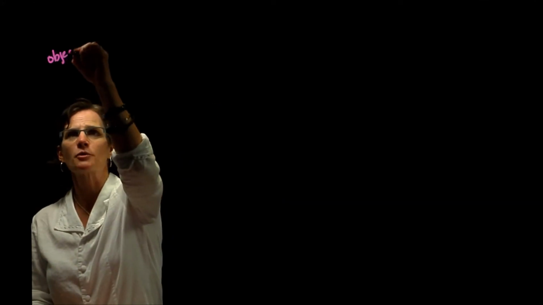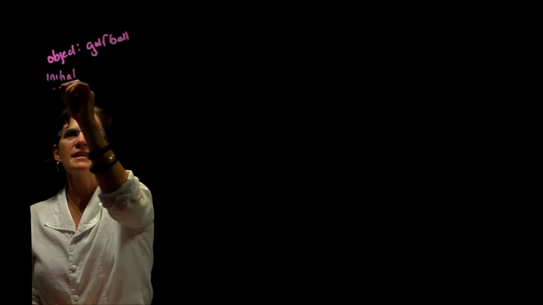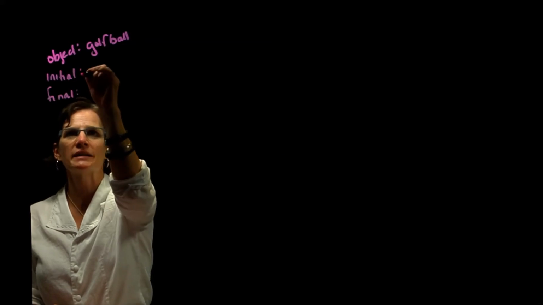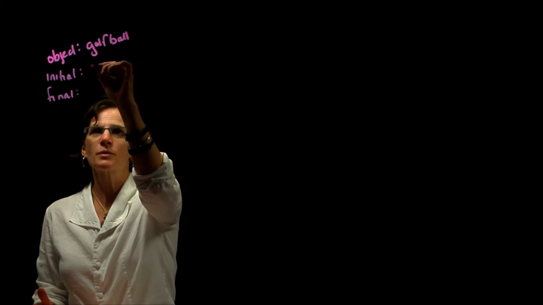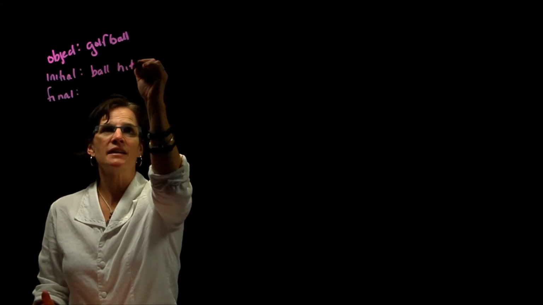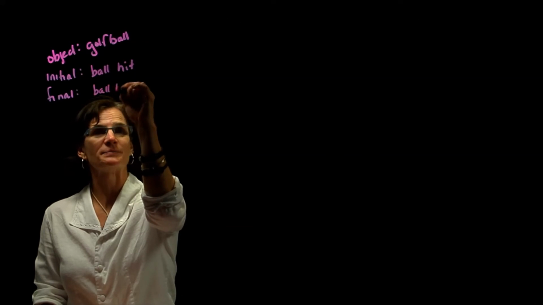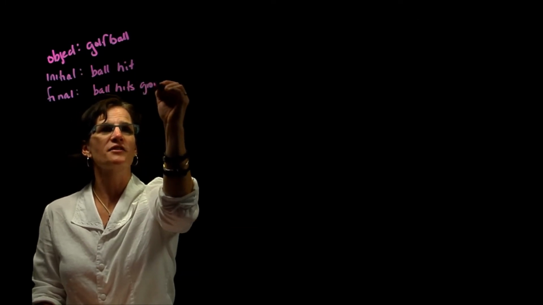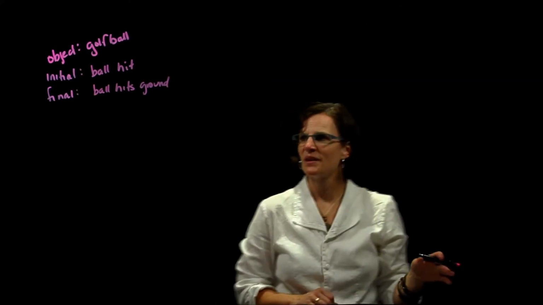So what is the object that we're interested in? Well, the object whose motion we care about is the golf ball. Then we want to define its initial and final, what starts the motion and what ends the motion, just like we always have. The initial, it starts when the ball is hit and it begins to move. It ends when the ball hits the ground. So after it flies through the air and then subsequently lands on the ground.